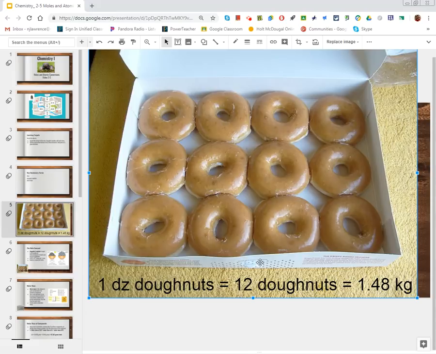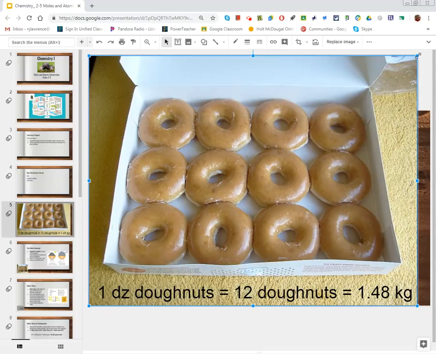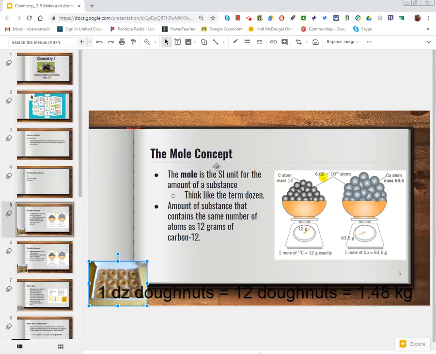Now, if I talked about elephants, I could have a dozen elephants. I would still have 12 elephants, but the mass would be very different. So the mole idea is exactly the same idea, except instead of working with the number 12, we're working with this really large number called 6.02 times 10 to the 23 atoms. The way this number came up was scientists started with the carbon-12 atom. They took 12 grams of it, and then they counted the number of atoms that were in 12 grams of carbon.